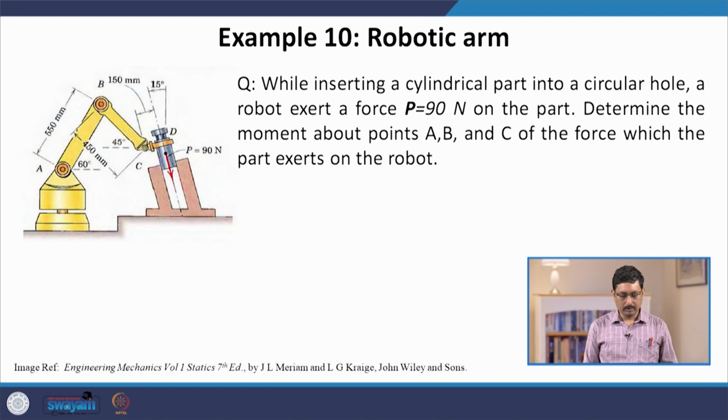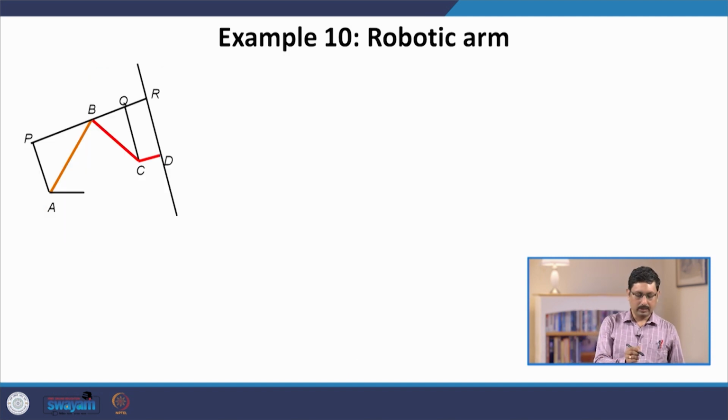The first thing I will show you is that you can simplify this problem. I have shown you the same diagram in a schematic way. This is the pivot point A, this is the pivot point B, this is the pivot point C. This is our simplified version of this robot, and this is the point D, which is the part of the cylinder which is going inside the hole.